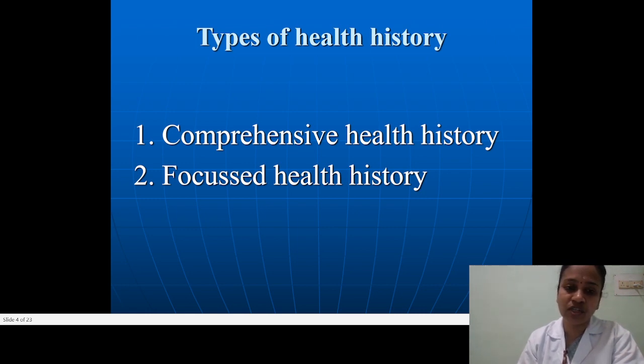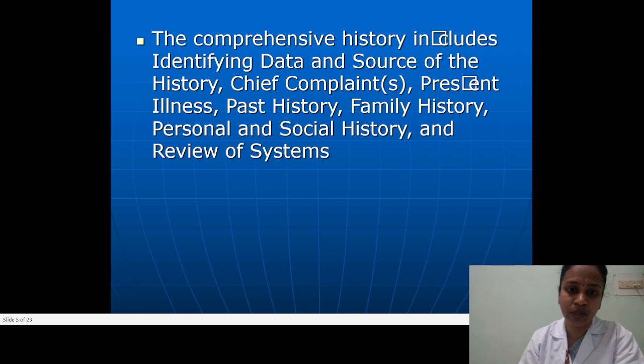Whereas in focused health history, we will be focusing only on clinical conditions: why the patient got admitted right now, for what purpose the patient got admitted right now. On that basis, we will be going for the focused problematic basis and collecting the health history. This focused health history will be very useful in the casualty area or in the intensive care unit, where a physician or a nurse needs to attend the immediate care of the patient and implement the nursing care. The comprehensive history includes identifying data and sources of history, chief complaints, everything.